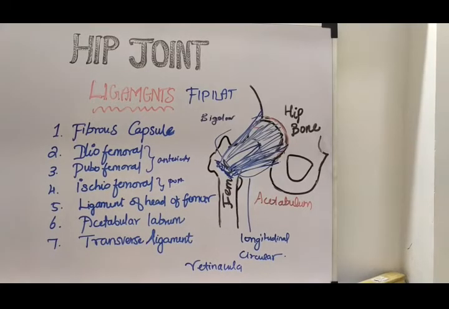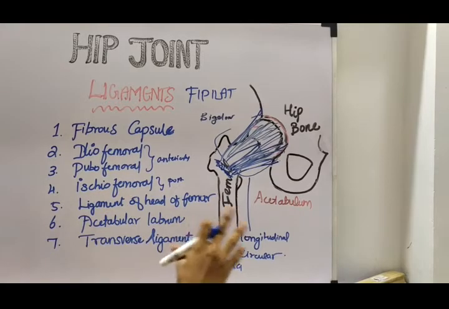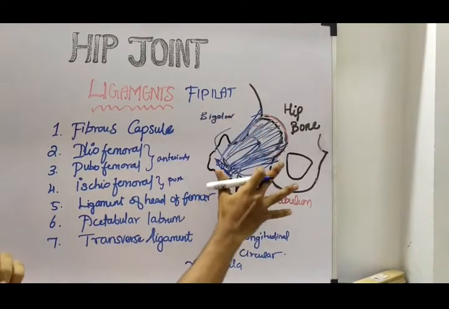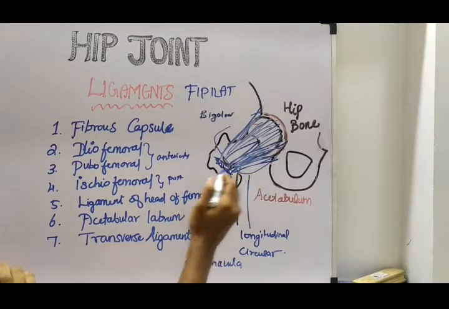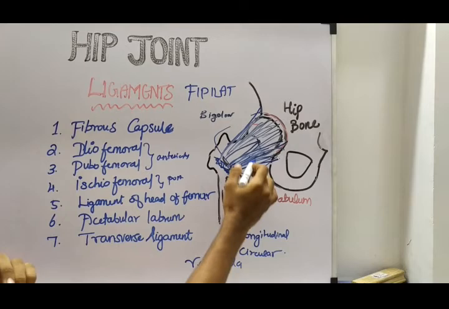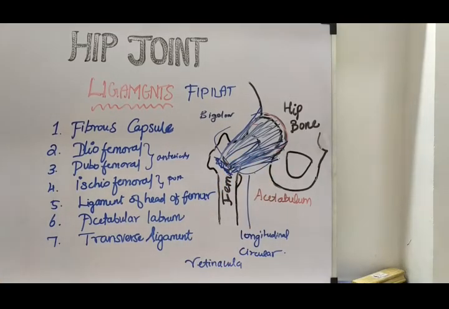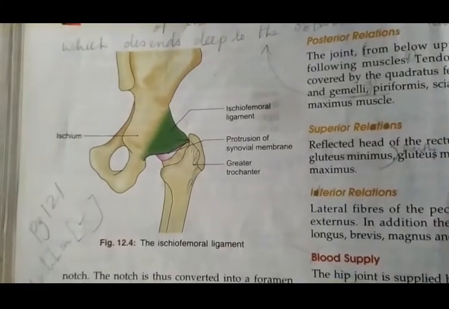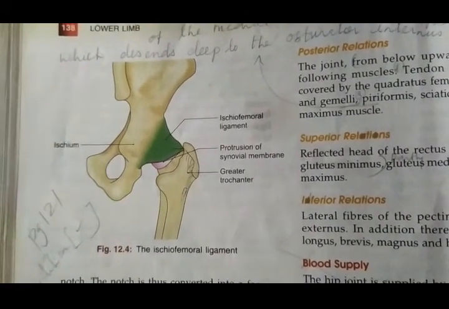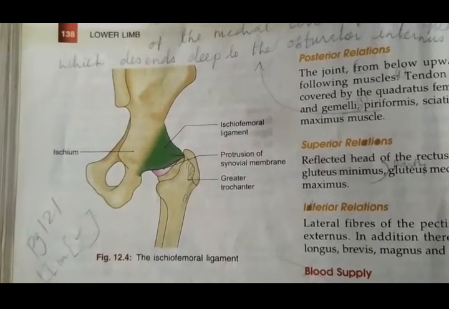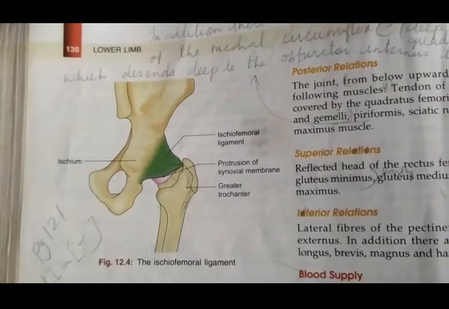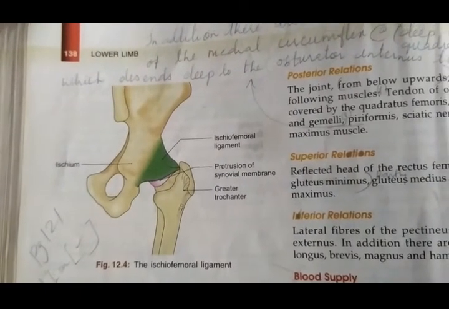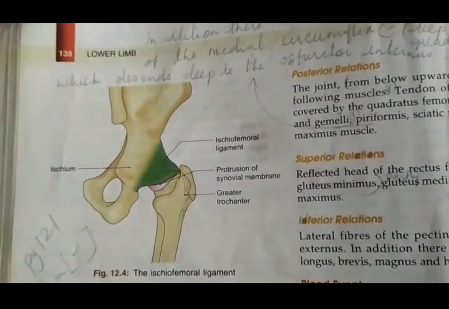Now the fourth important ligament is the ischiofemoral ligament. It is present on the back side of the neck of the femur, posteriorly, and this is a weak ligament. This is the ischiofemoral ligament. You can see the green color coming from the ischium, and it attaches to the capsule. It binds with other ligaments and helps in the stability of the joint.